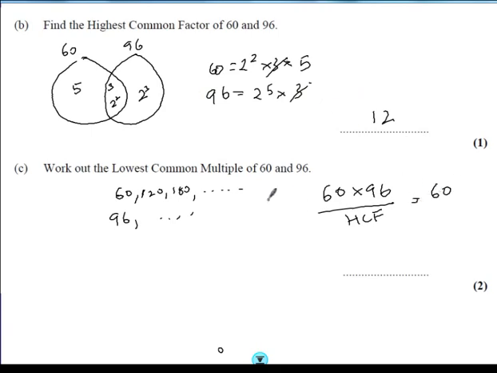So the lowest common multiple of these two numbers is 60 times 96 divided by 12. We can cancel because 12 goes into 60 five times and 12 goes into itself once. All we're doing is 5 times 96. 5 times 6 equals 30, 5 times 90 is 450, so it's 480. Okay, so that's just a quick help on highest common factor, lowest common multiple, and product of prime factors. Hope it's helped.